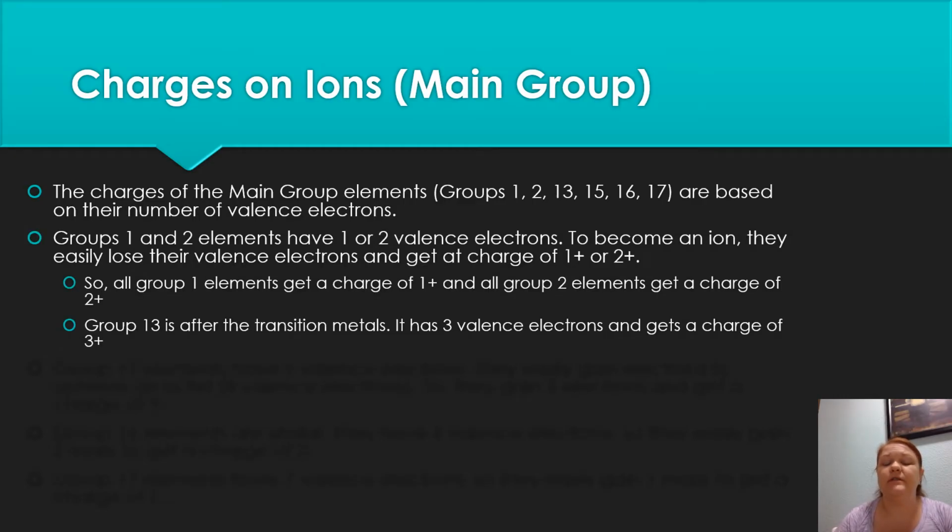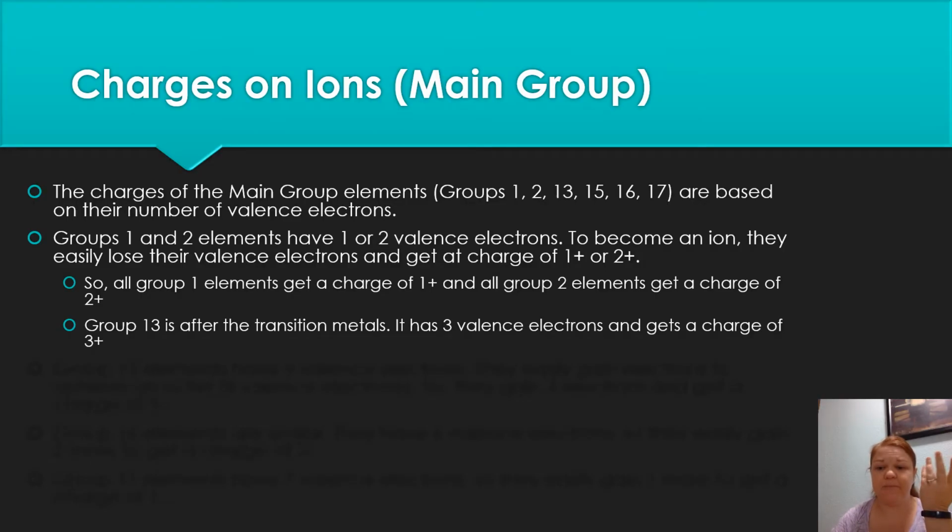So group 1 and 2 elements, so the first group starting with hydrogen, and next to it group 2, have 1 or 2 valence electrons, the electrons on the outside energy level. To become an ion, they easily lose their valence electrons and get a charge of +1 or +2. And we can write it +1 or 1 plus. When it's a 1, you do not have to write the actual 1. So all of group 1 elements get a charge of 1 plus, and all group 2 elements get a charge of 2 plus.